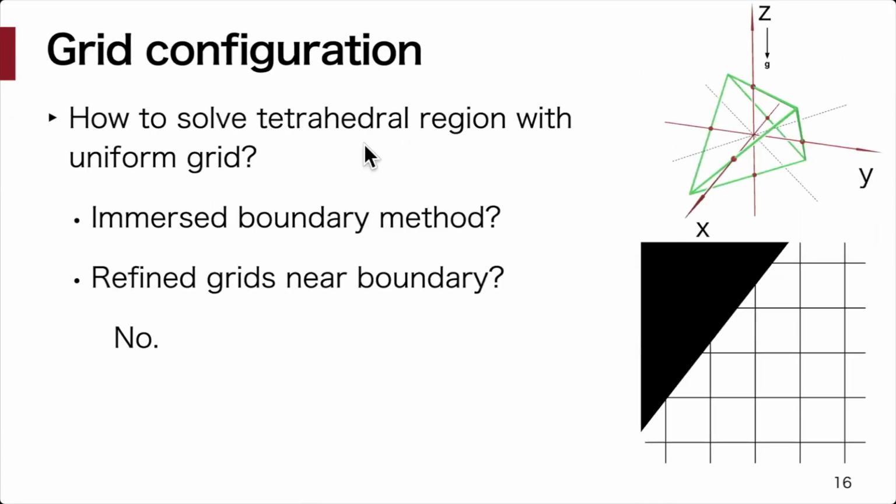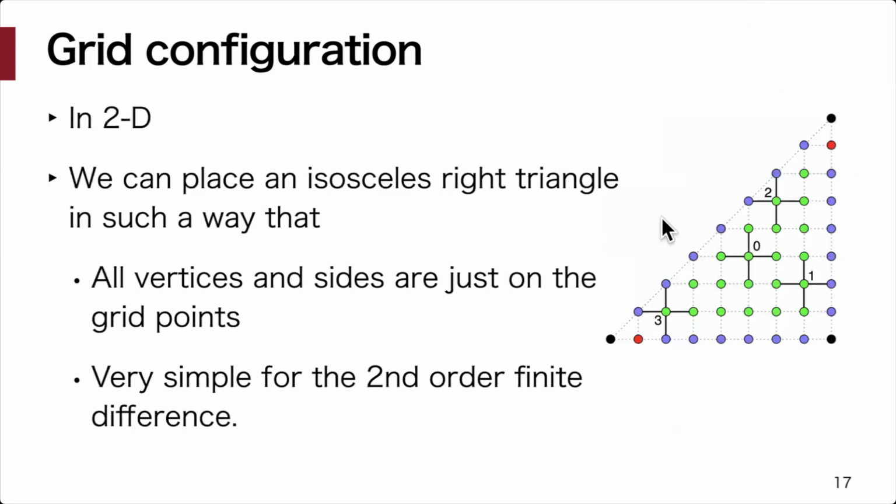Of course, there is a question of how to solve the tetrahedral region, the fluid inside of these slanted boundaries, with that kind of uniform grid system. Of course, there are some sophisticated methods, such as the immersed boundary method, popularly used in the CFD community, or you can make refined grids near the boundaries, but it's not simple. However, let me start with the two-dimensional analog.